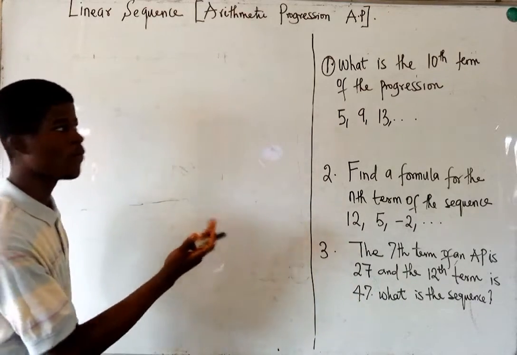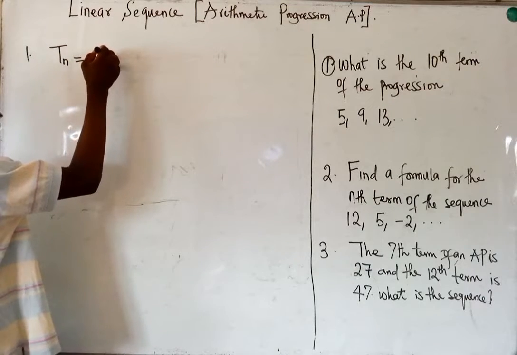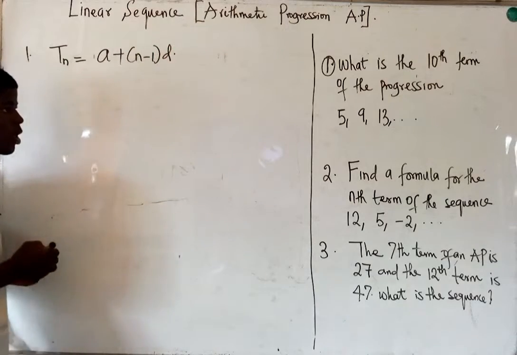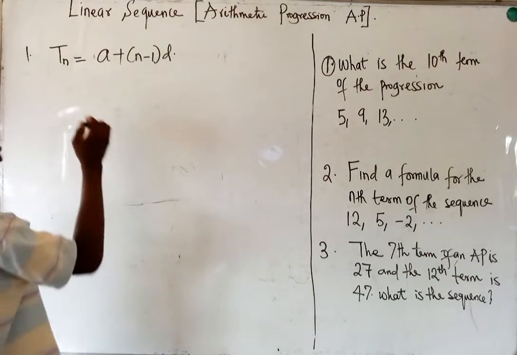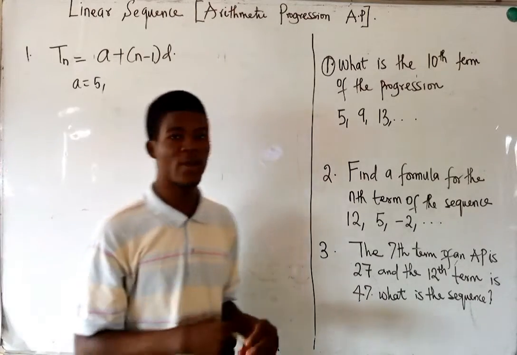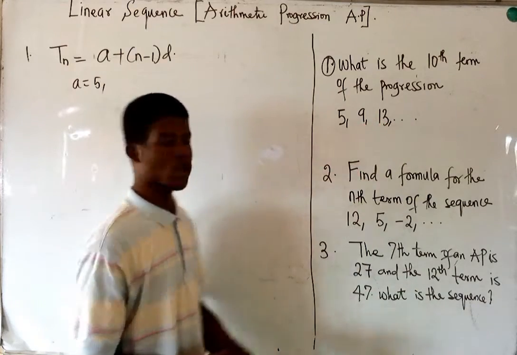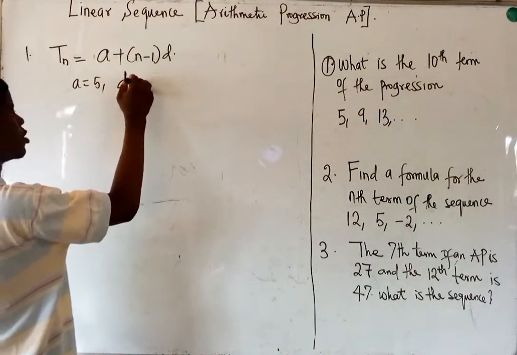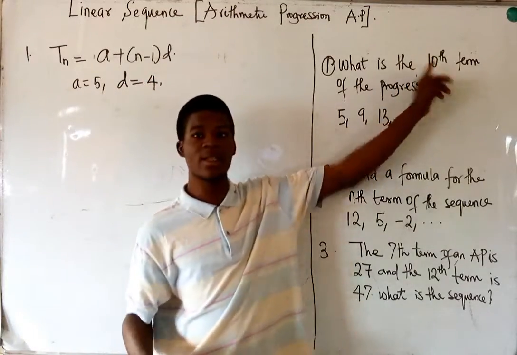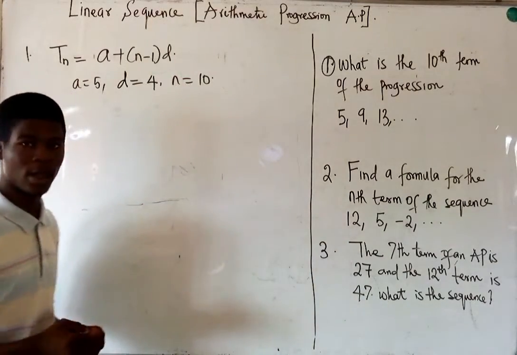We are going to use the nth term formula. Question 1. The nth term formula says nth term is equal to A plus (n minus 1) times D. So the first term there is 5. Now let us get the common difference. The common difference is 9 minus 5, 4. 13 minus 9, 4. So it means that the common difference in the sequence is 4. So we are asked to find the 10th term. So n here will be equal to 10. That's what it is.